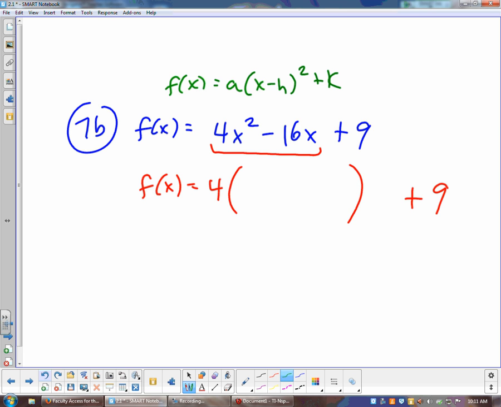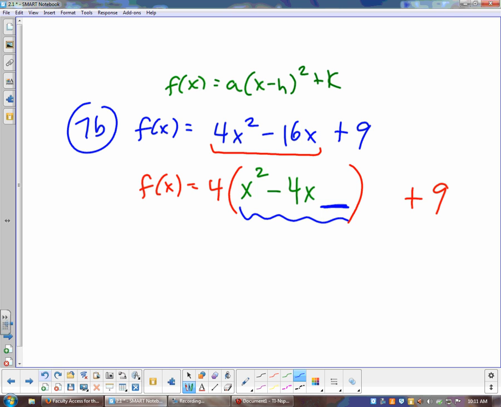So what am I going to have? X squared, then what? Minus 4. I'm only factoring out a 4. Even though I could factor out a 4x, I don't want to do that. I just want to factor out a 4. So minus 4x, agreed?